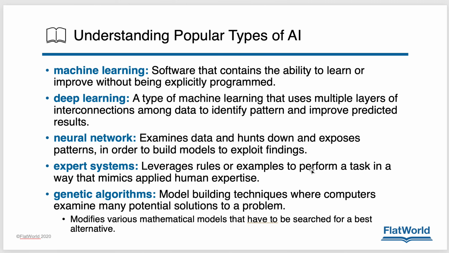So machine learning asks a question like this. Software that contains the ability to learn or improve without being programmed further. Deep learning is a type of machine learning that uses multiple layers of interconnections among data to identify patterns and improve predicted results. Neural networks examine data and hunt down and expose patterns in order to build models to exploit findings. You have an expert system, which leverages rules or examples to perform a task in a way that mimics human expertise.